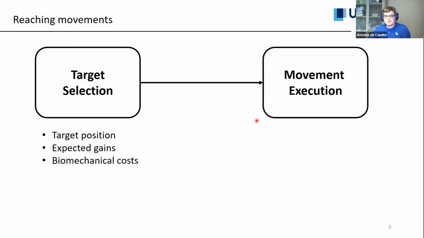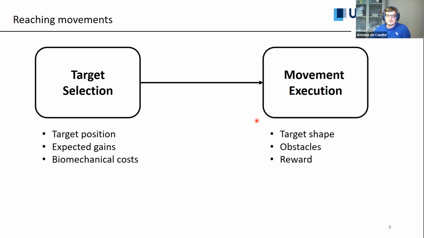And then this movement execution will also have influences through different parameters. For example, the target shape. This means that if instead of reaching for an apple, you are reaching for a grape, you won't do the same movement because the target is smaller and more fragile. Obstacles will also have an influence. When you execute the movement and suddenly you have a wasp hanging around the basket, you will have to avoid the wasp, and so it will change the way you execute the movement.